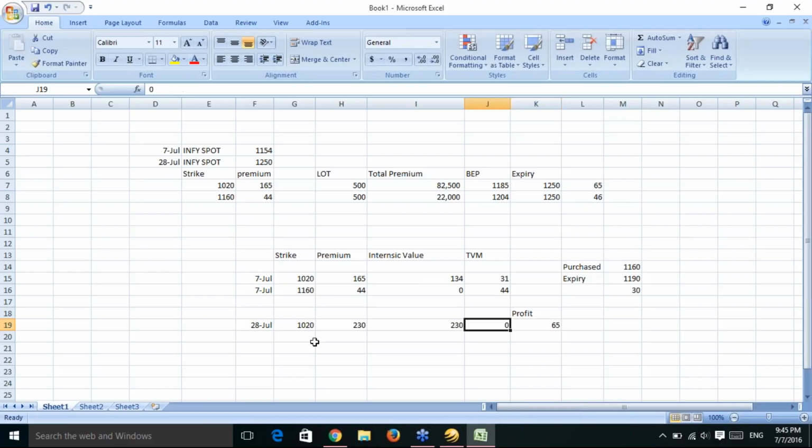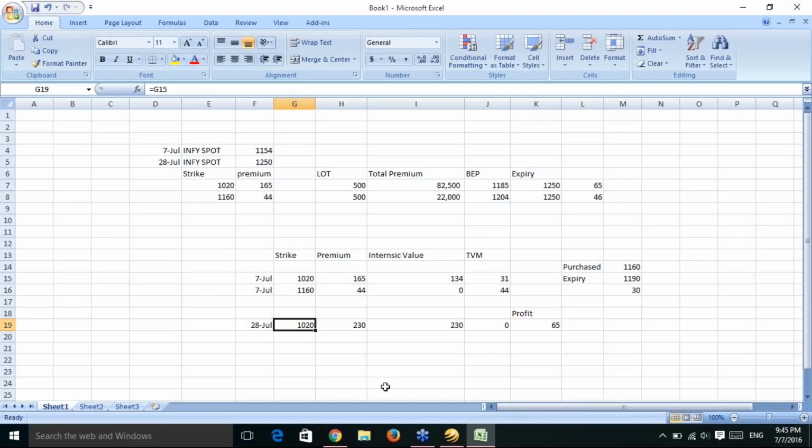So at the time of expiry, the time value will be 0 in the premium, and the premium will comprise only intrinsic value. And intrinsic value is the spot minus the strike. The spot was 1250, strike was 1010. 230 would be the premium expected. Normally this should be there. There might be 1 or 2 rupees difference, not more than that. And if you sell it, you make a profit of 65.